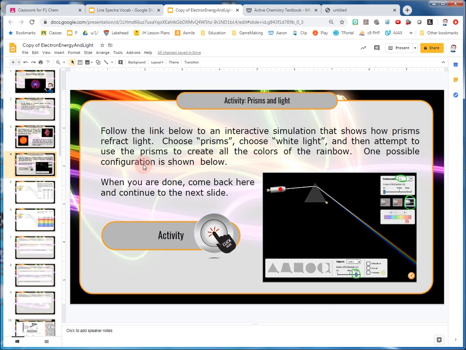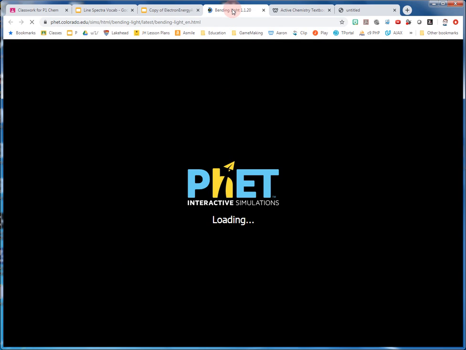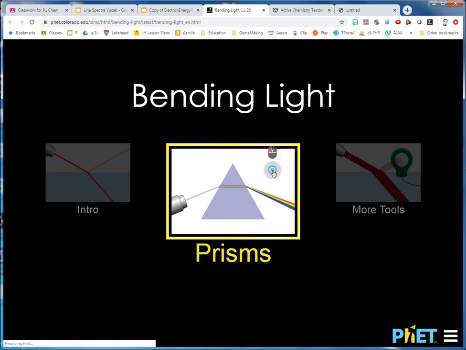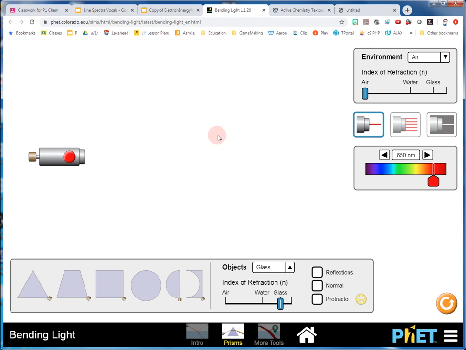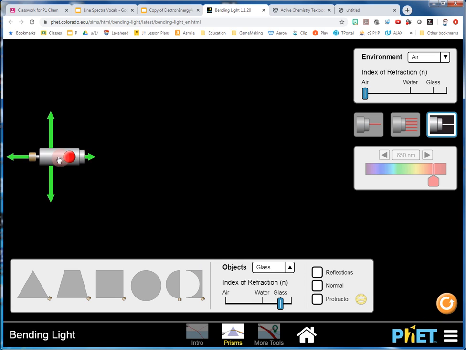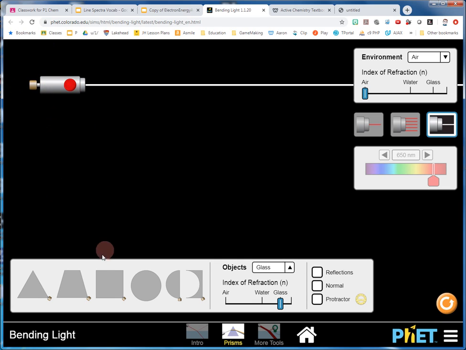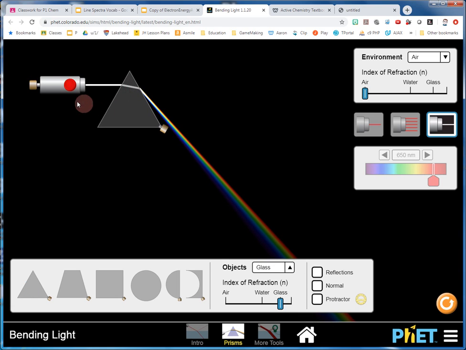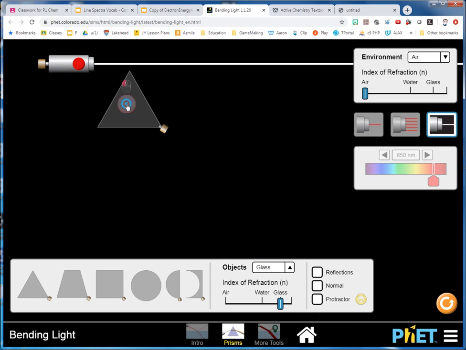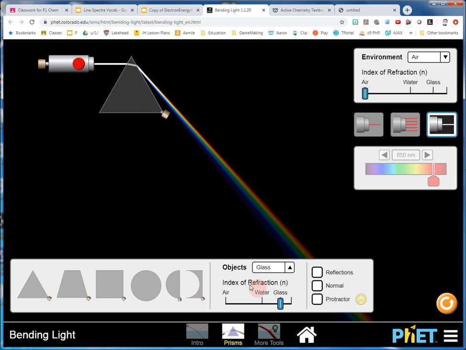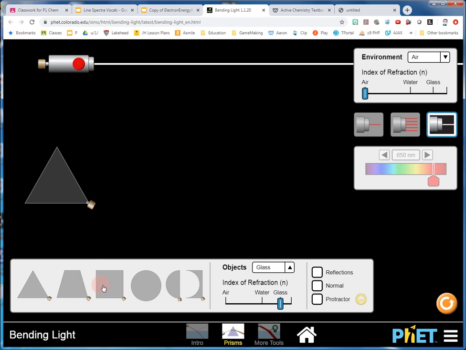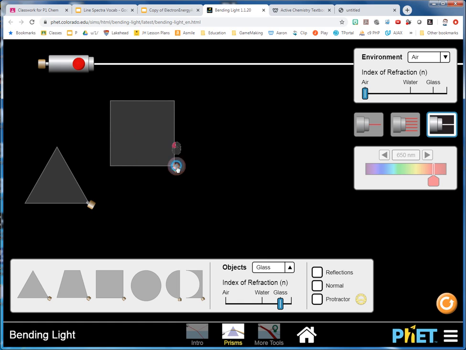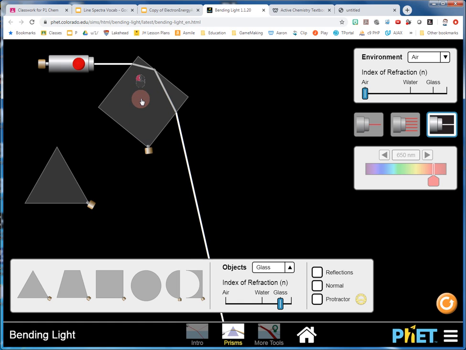The first thing I wanted you to do was kind of play around with light a little bit by going to this simulation. And I asked you to play around with these tools until you could get this light to bend. And this was the one that I liked the most, this configuration right here. You can see that the light is bending a lot, but that's not the only configuration you could have used.